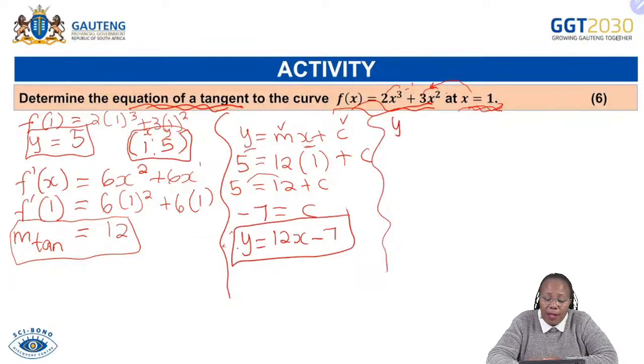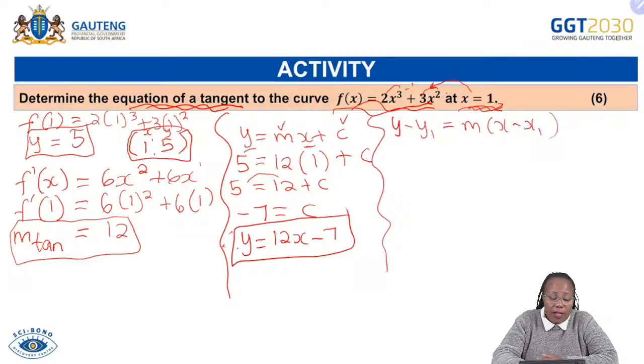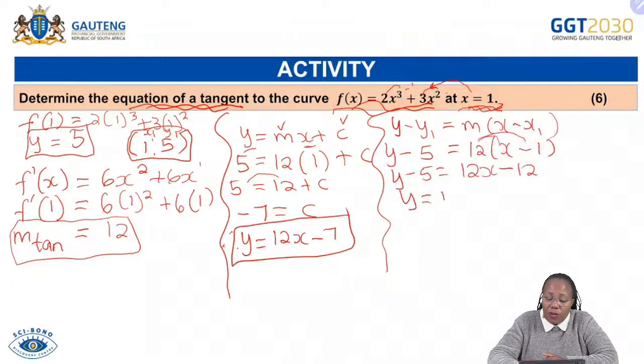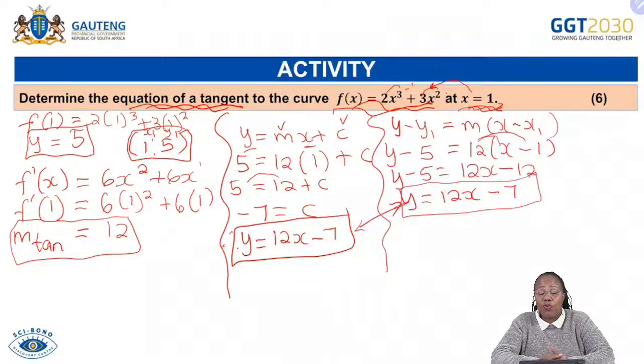Or if you use y minus y1 equals m into x minus x1, this will be called your x1 and y1. So y1 is 5, equal to the gradient, still using 12, and then x minus x1 is minus 1. Then you have y minus 5 equals 12x minus 12, because you are multiplying 12 in, and then y is equal to 12x minus 12 plus 5, which is minus 7. Exactly the same formula as grade 12. It's up to you, you choose which one.